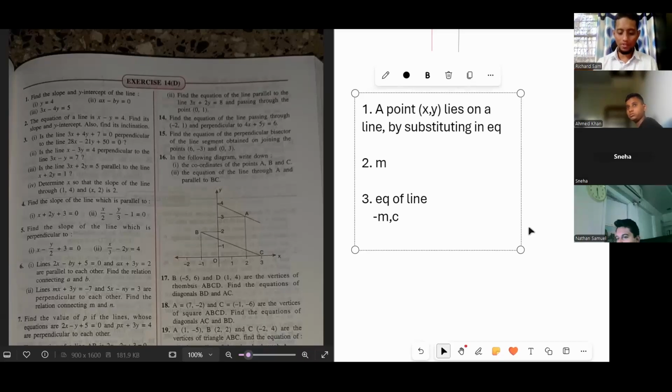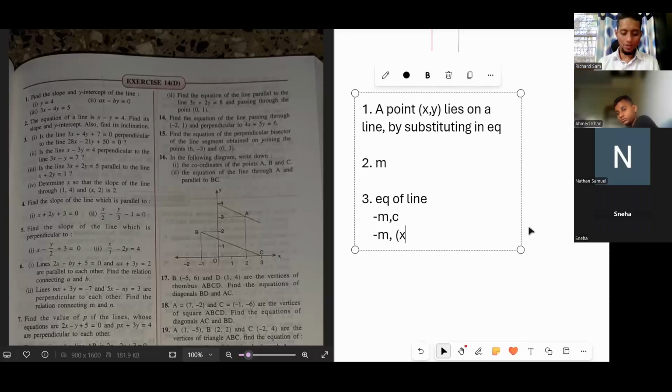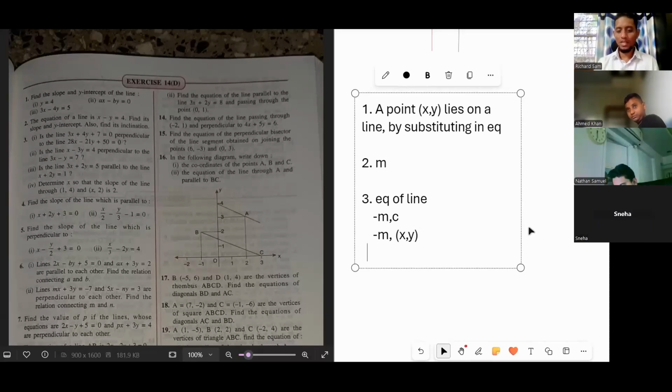The second way to find the equation of a line was slope-point form. If you have m and a point x1 comma y1, and the third one was if you have 2 points.